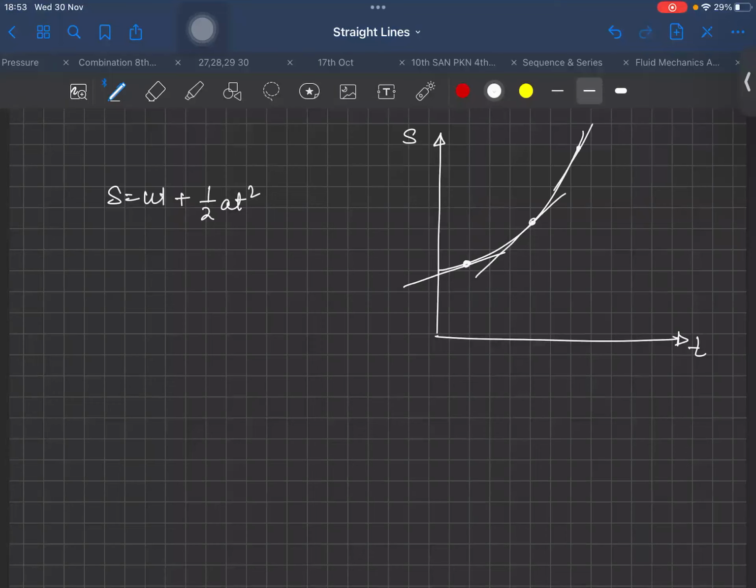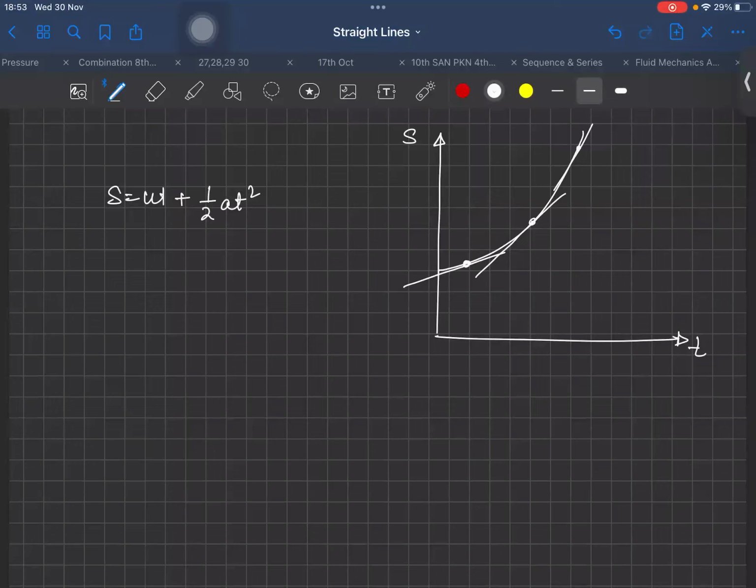That means it's an accelerated motion. That means velocity keeps on increasing. Displacement keeps on increasing as you increase the time. So it is an accelerated motion. There will always be acceleration. Got it? So this is a parabolic curve, right?